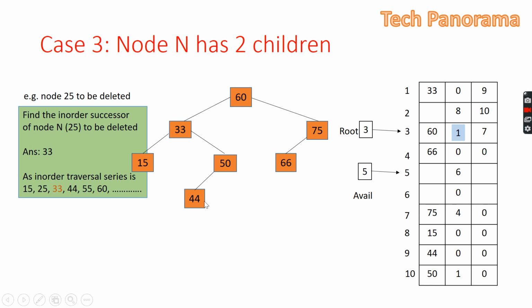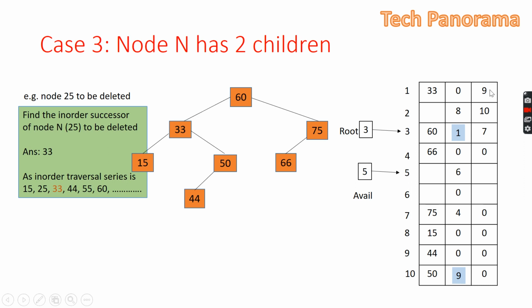Now we will delete here 33. So the left of 50 was firstly pointing to 33, now it is pointing to 44. 44 is a child of 33. So 33's child is 9. So the 50's left will point to 9, right?